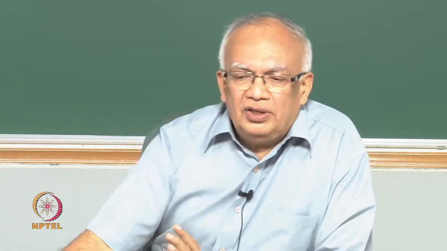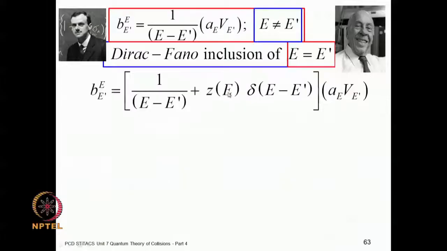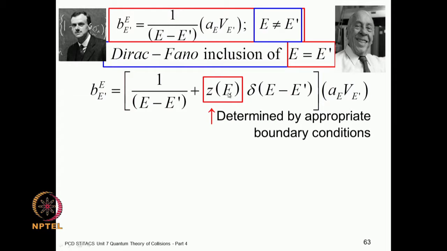Okay, so this is to be used in principal value integration. So this is the Dirac-Fano trick, and you will see that it really does wonders for us. And the function Z is so chosen that it meets the appropriate boundary conditions, because the boundary conditions are known to us. Okay.